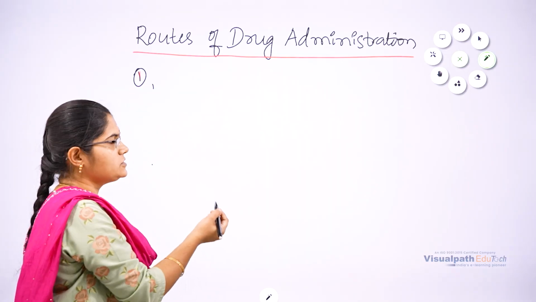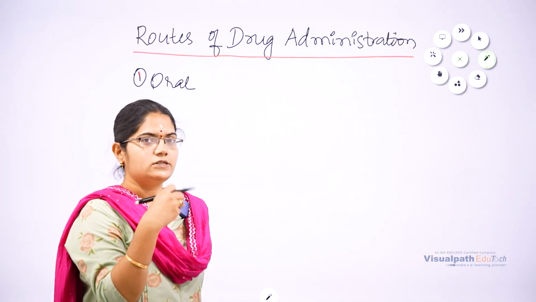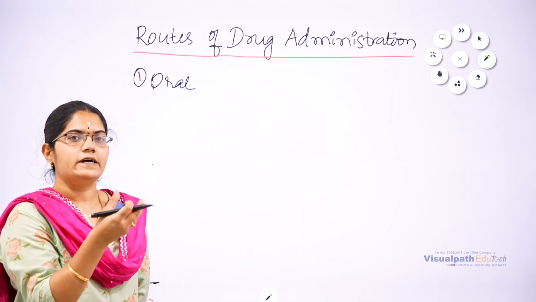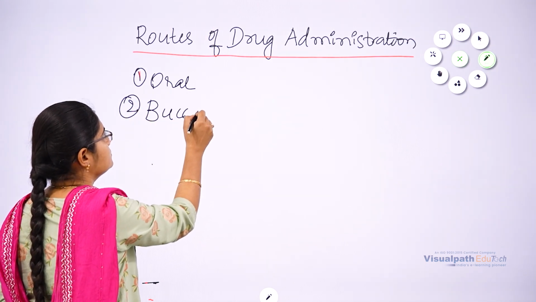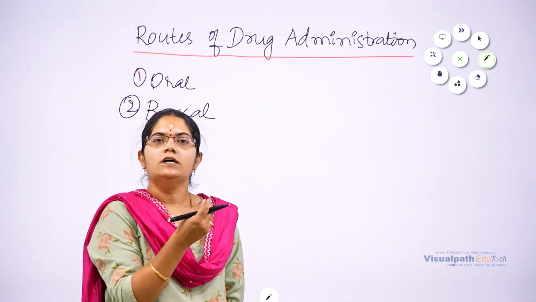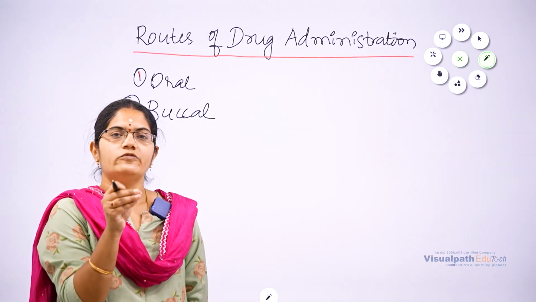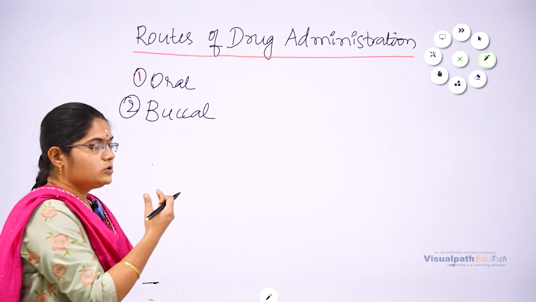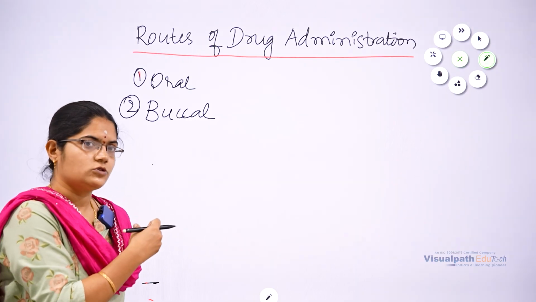The first and most commonly used route of drug administration is the oral route. When a person swallows the drug through the mouth, the route is termed the oral route of drug administration. Next, the buccal route. When a drug is placed in between the cheek and gum of the mouth of a person, that route is termed the buccal route of administration.